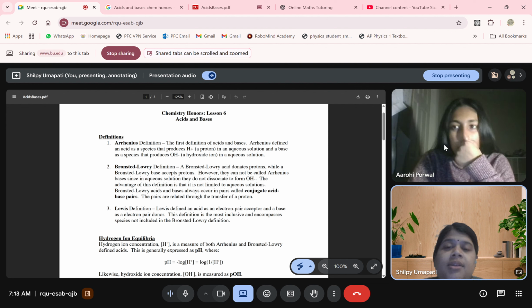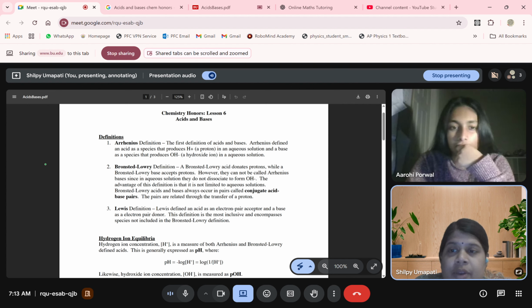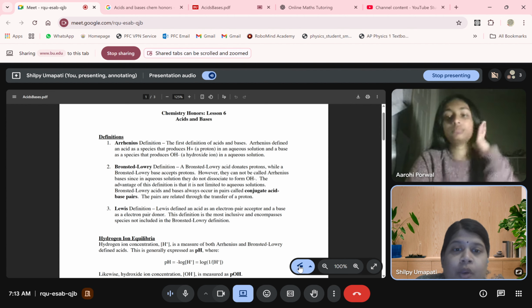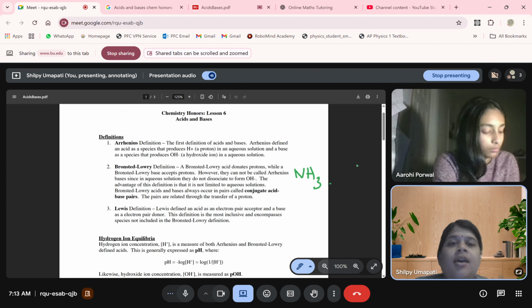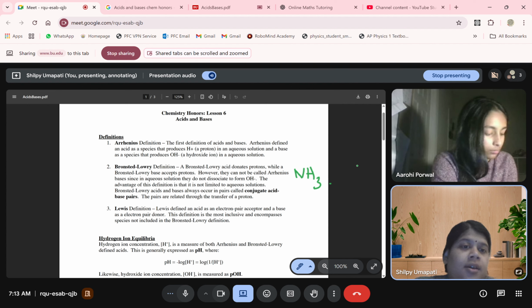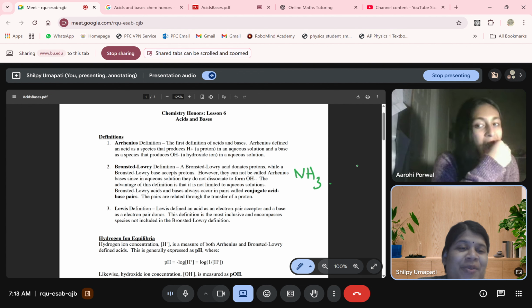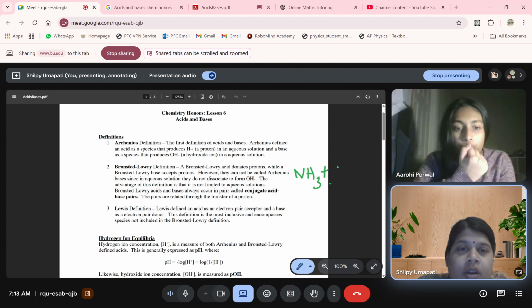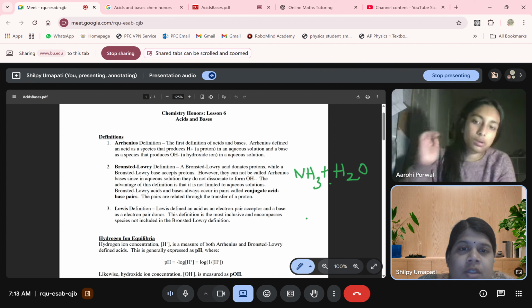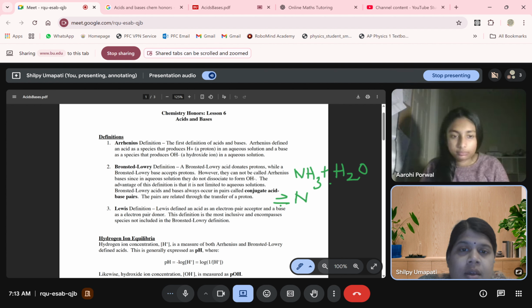But here sometimes we have some examples where it is not always the hydroxide ion. For example, ammonia, right? You see ammonia. Now when this is put in aqueous solution, it does not have hydroxide ion, no? So how will it release hydroxide ion? But what happens when it gets dissolved in water? It accepts a proton and then will be able to furnish OH minus.